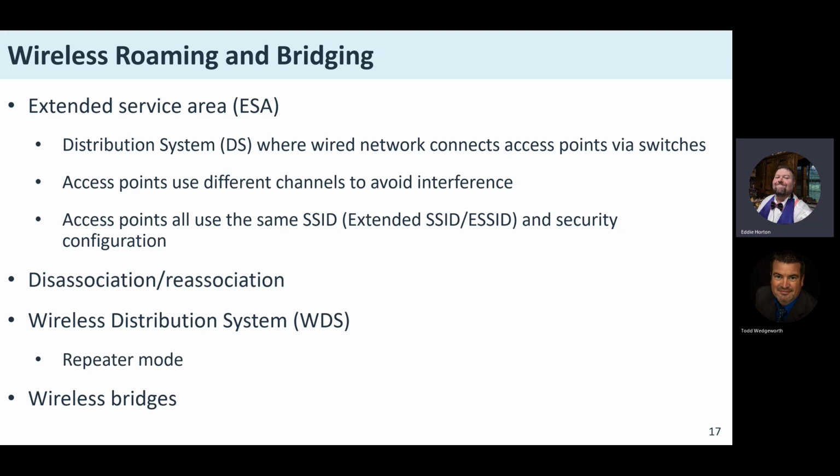And bridges operate at what layer of the OSI? 2. So they're going to send what? They're going to send broadcast frames and everything else. Meaning that would be my DHCP server and everything on one side of the network would be fine. It'd send Ethernet traffic.